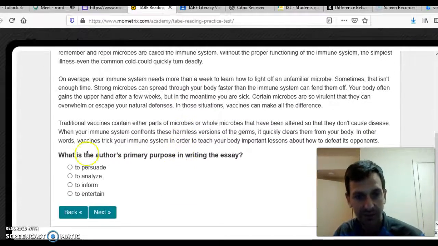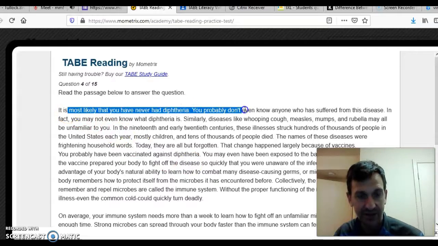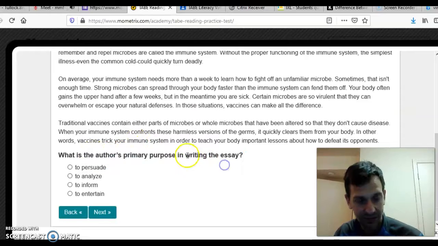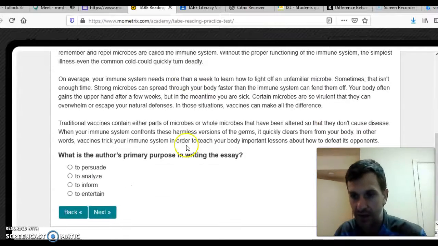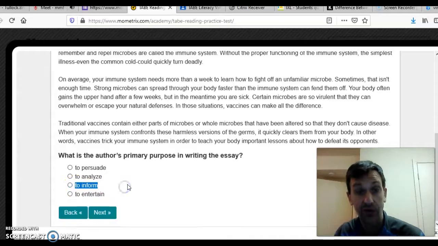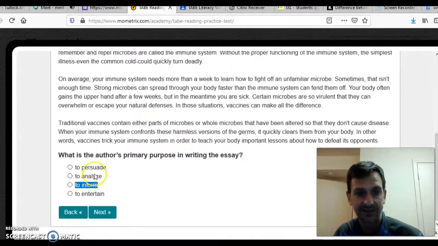Alright, primary purpose in writing this essay. Okay, what is he trying to do? So we've skimmed the document, and we've talked about primary purpose, author's purpose. We did it about a month ago. So let's review. Is he trying to persuade us to do something, to analyze, is he trying to entertain you, tell you a story, or is he trying to inform you about vaccines?